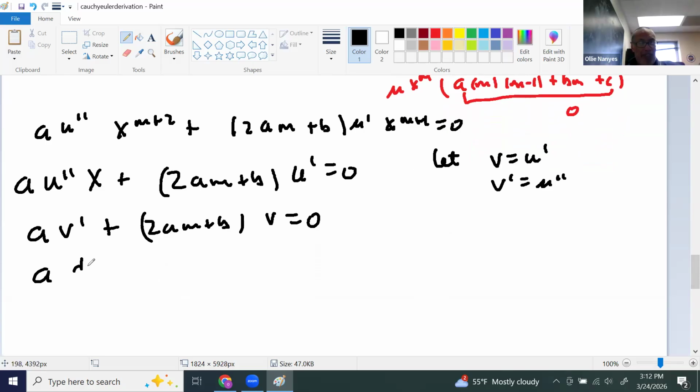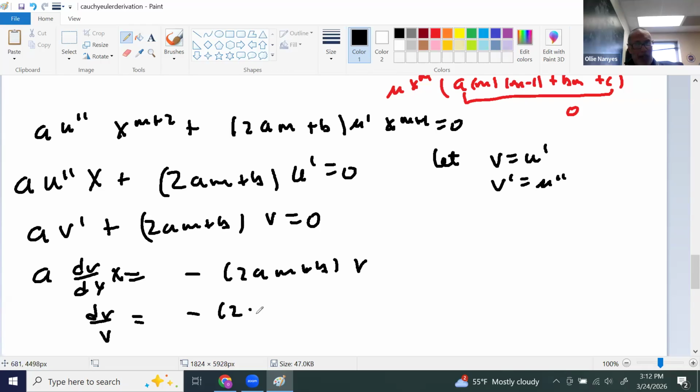So we have a dv dx is equal to minus 2am plus b v. Okay, and there's an x here. That's important. Then division, what we have is we now have dv, and I'm going to do the old sleazy thing here. dv over v is equal to minus 2am plus b divided by a. We divided through by v, so we now got to multiply through by dx, and I know that's not really math, but good enough. We'll just call it a differential form and be good with it.